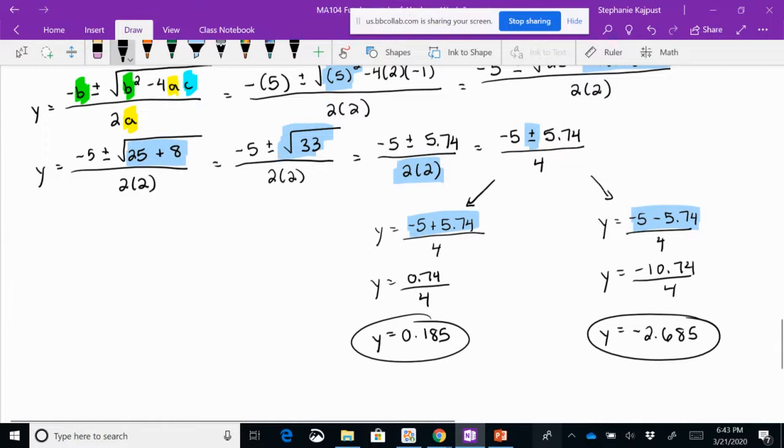So in this case, we get 2 answers that are decimals, which is fine. If you get decimals like this, that means you could not have factored. This is something that can only be solved by the quadratic formula. So decimals means we can only use the quadratic formula to solve this one.